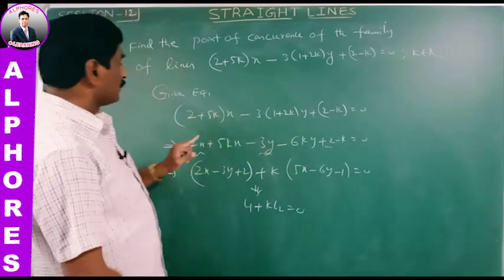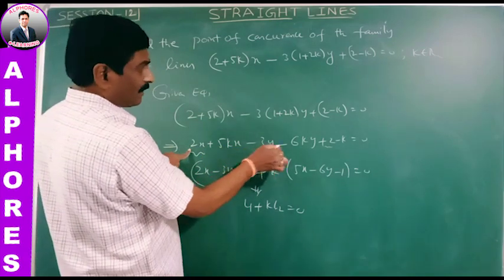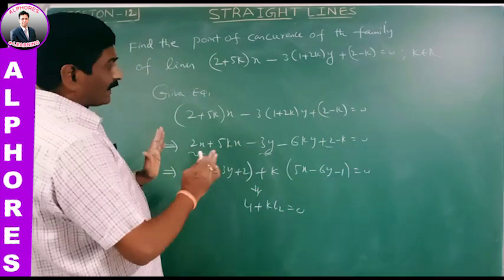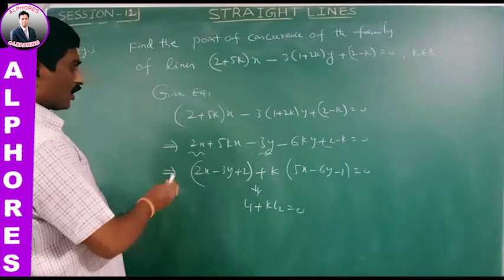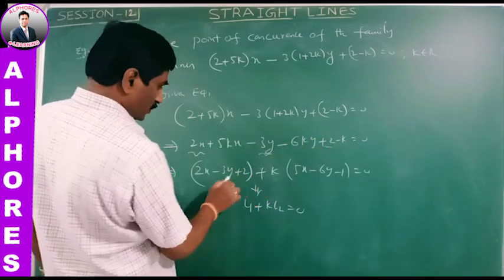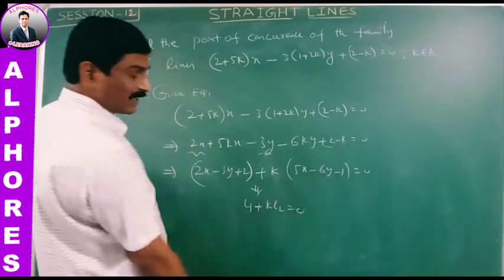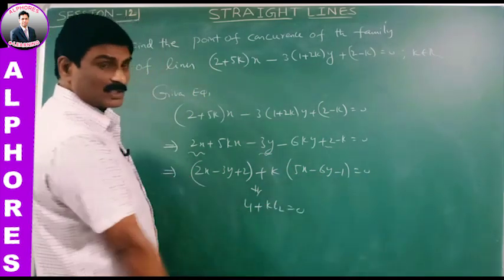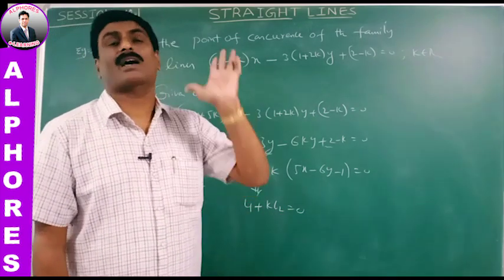Split this value. After distributing, 2x plus 5kx minus 3y minus 6ky plus 2 minus k is equal to 0. Separate the terms that contain k and the terms that do not contain k. So 2x minus 3y plus 2 plus k of (5x minus 6y plus 1) is equal to 0. Please observe this value. It is in the form L1 plus kL2 is equal to 0. L1 plus lambda L2 equals 0 is nothing but a family of concurrent lines.